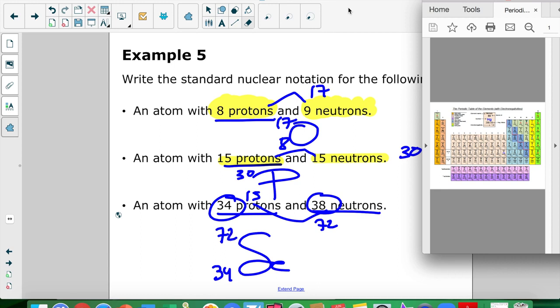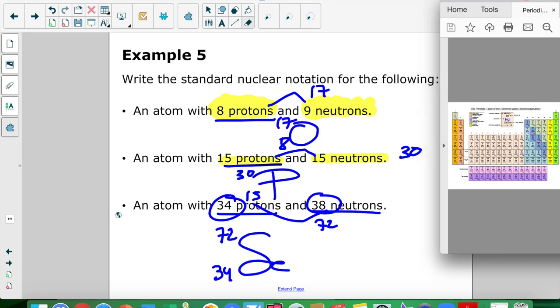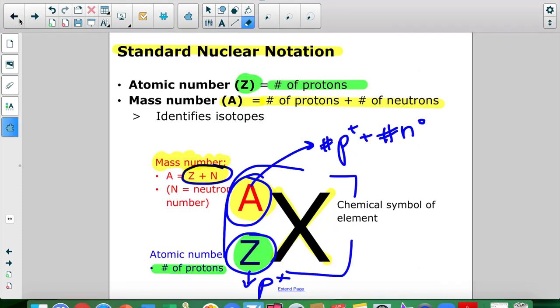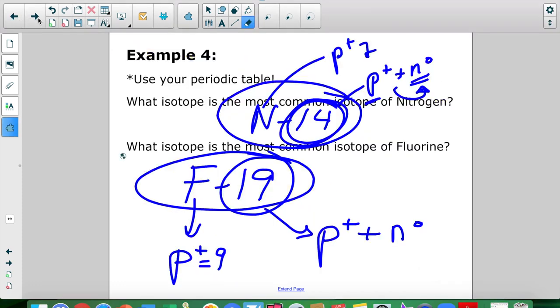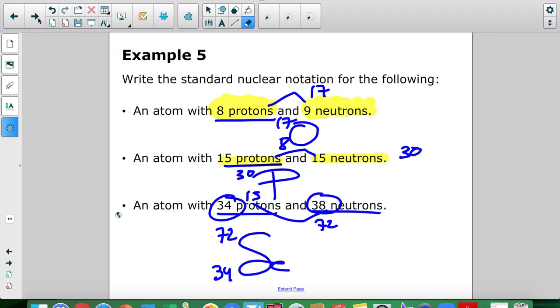Now, if I would like to use the other notation that I learned before, how would I represent these isotopes? Really easy. The oxygen that we see over here, instead of being represented like this with the standard nuclear notation, would be O and then 17. Okay, so both notations are correct and you should know both.